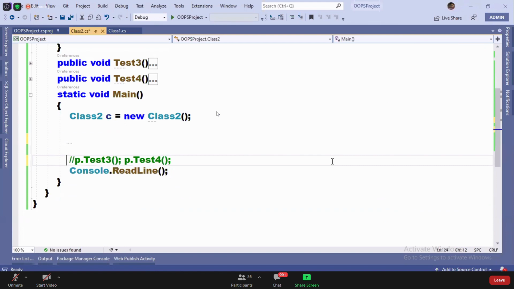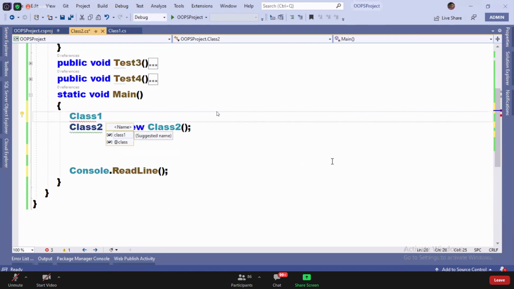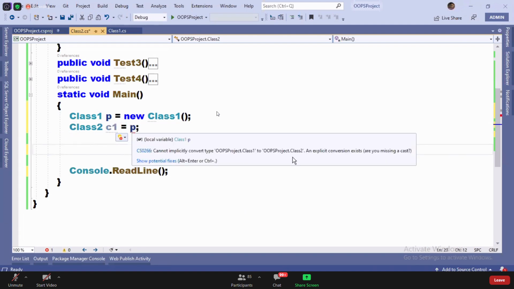Guys, observe. Class 1 P is equal to new class 1. Class 2 C is equal to P. Error: cannot convert class 1 to class 2. An explicit conversion exists, are you missing a cast? See the error message, guys. If you understand the error messages, half of the subject you will understand. What is it telling you?